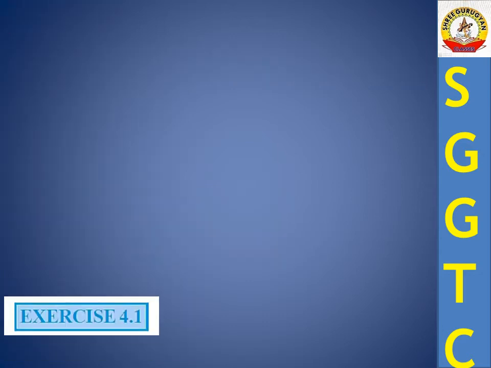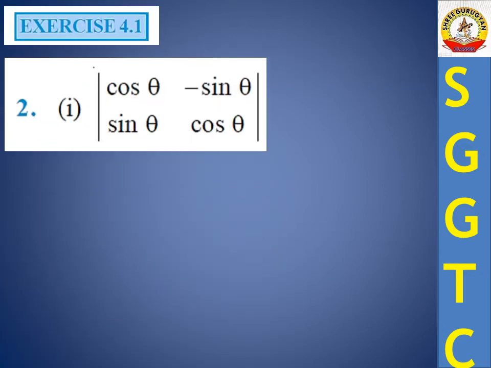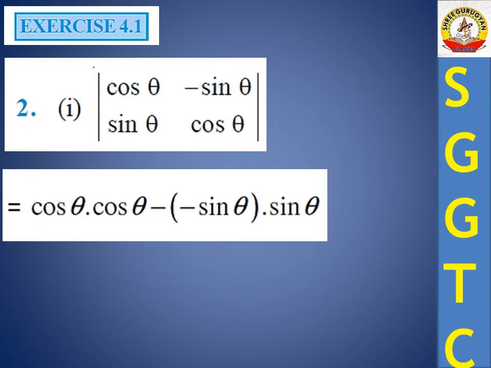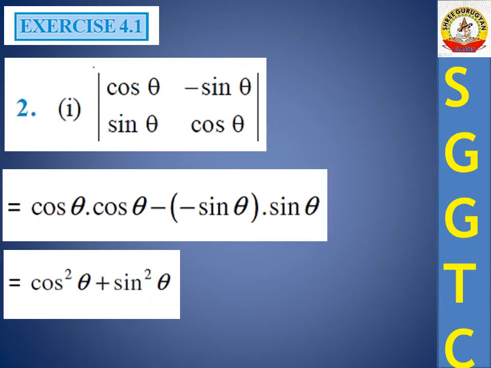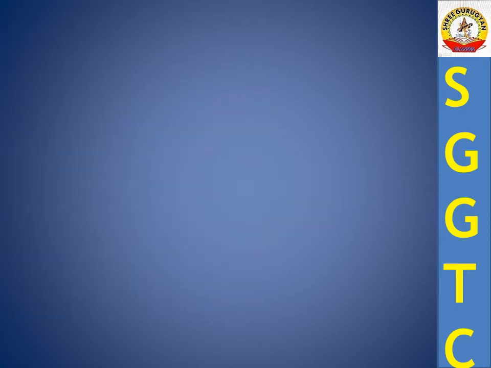Now question number second. The first one: |cos theta, -sin theta; sin theta, cos theta|. Here also students apply the same principle: principal diagonal minus secondary diagonal. After further calculation, cos square plus sin square, you know that it is an identity for trigonometry. My answer is only and only 1. Next, one more.